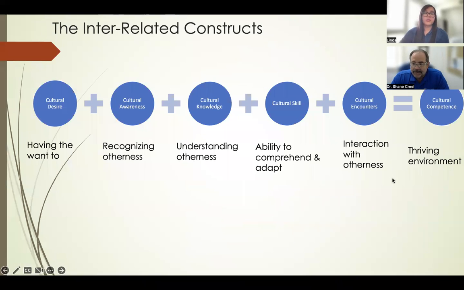The interrelated constructs are cultural desire, plus cultural awareness, plus cultural knowledge, plus cultural skill, plus cultural encounters, equals cultural competence. And that means having the want to, recognizing otherness, understanding otherness, the ability to comprehend and adapt, interaction with otherness, which equals a thriving environment.